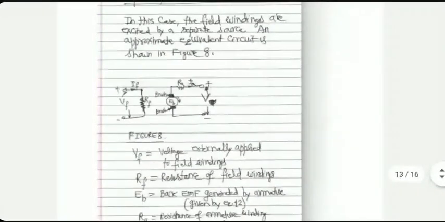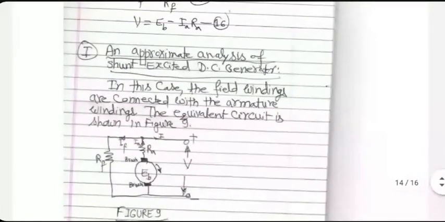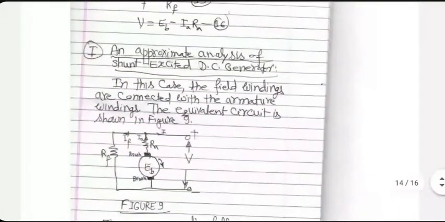Nothing more. Now, for a shunt excited generator, things become slightly more complex. Here, you are connecting the field winding across the two ends of the armature. You see that here in the diagram.